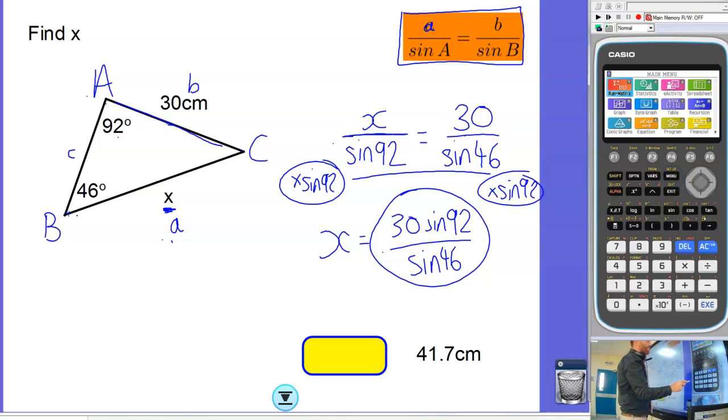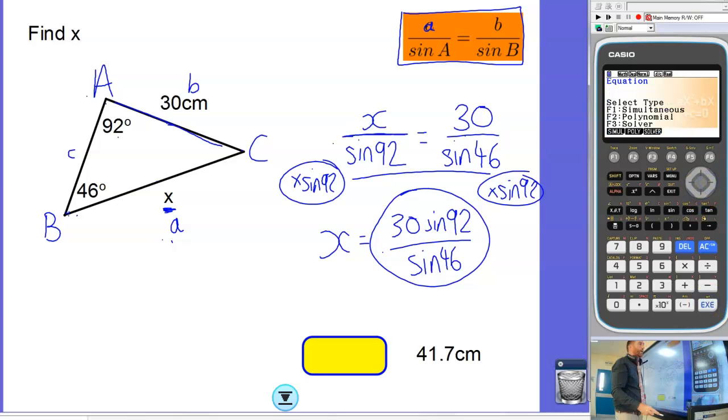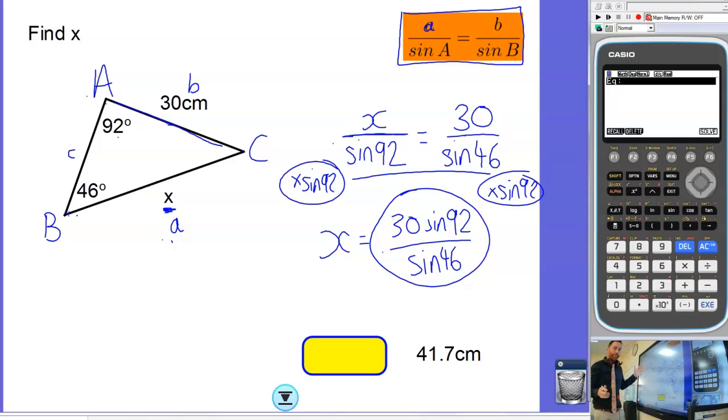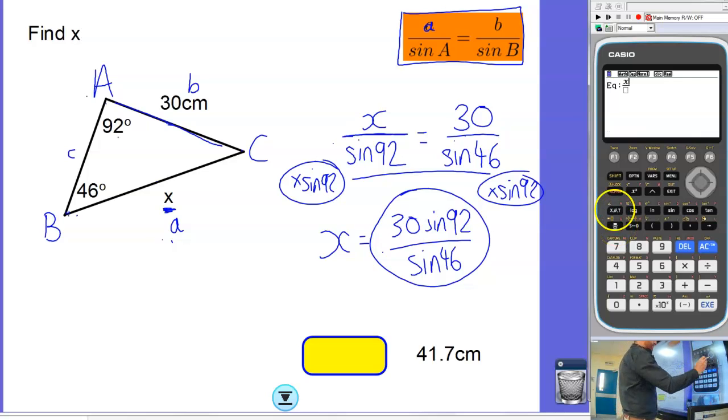So now we'll go to Menu and Equation. Here, again, you still need to make sure that you are in degrees, so just check the top of your calculator says deg and not rad. For any trigonometry, make sure you're dealing with deg if you're doing degrees, or rad if you're doing radians. So here I'm going to try and put this in. I'm going to put fraction x over sine 92.